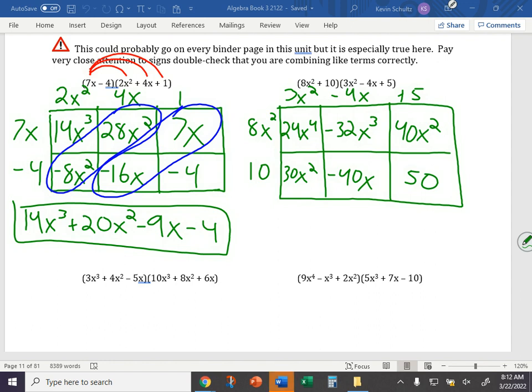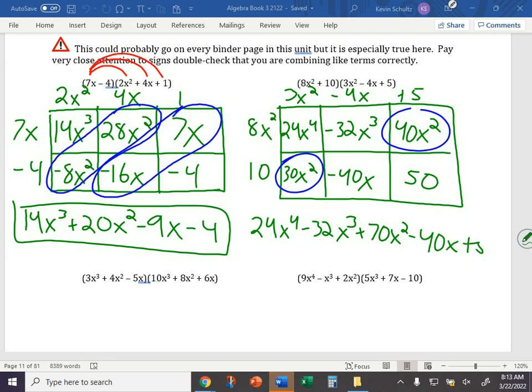Are there any like terms you can combine? No. Aiden. 30x squared and 40x squared. Yes, we've got these two here. And that's it. Okay? Your like terms won't always line up nice and diagonal here. The reason why these did is because both these are in standard form without any open terms. But here, because we skipped that x term there, that 8x squared plus 10, it kind of throws off that diagonalness a little bit. But the like terms are still in there. So final answer, 24x to the 4th minus 32x cubed plus 70x squared minus 40x plus 50.